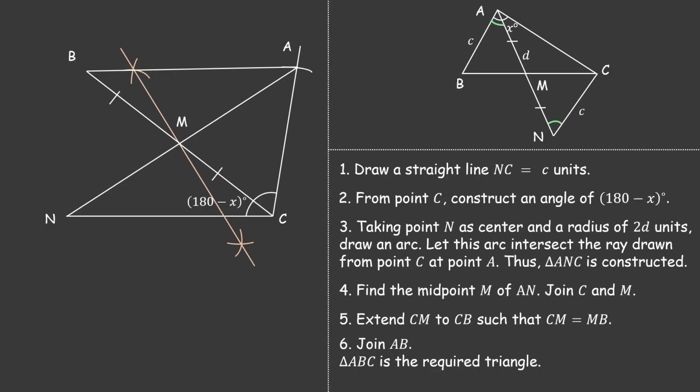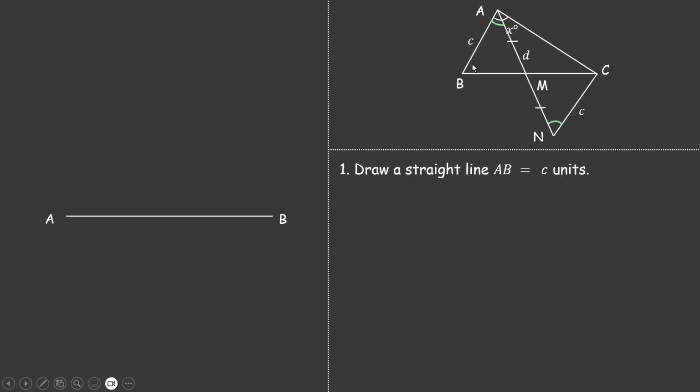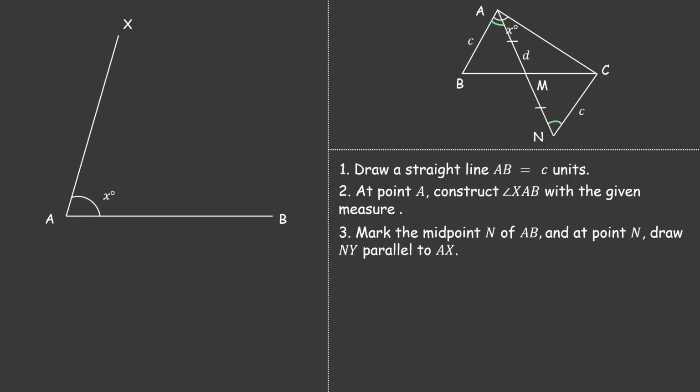For this case as well, we are going to see one alternative way of constructing this triangle. So what we can do is start by constructing AB, which is equal to C units. So we are constructing this side first. Then at point A, we'll construct the angle XAB. The angle is already given to us. Then we are going to mark the midpoint N of AB. Now this is something new. We'll mark the midpoint N of AB, and at point N, we'll draw a line parallel to AX. You'll see why we are doing this.